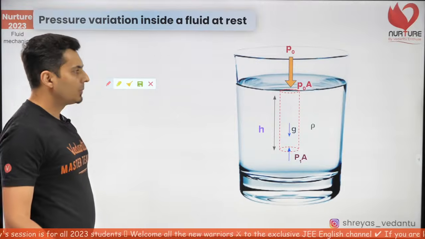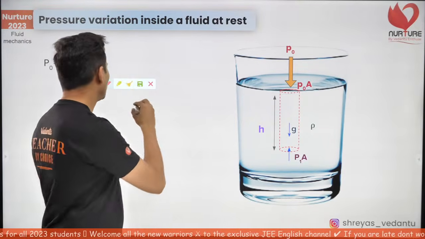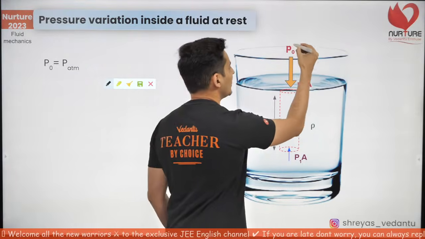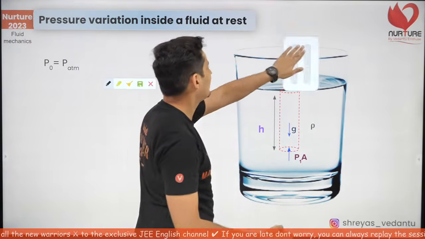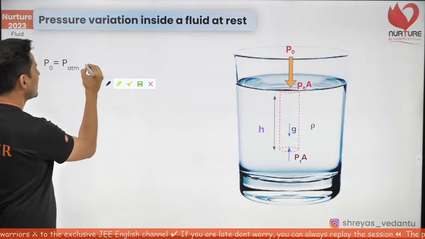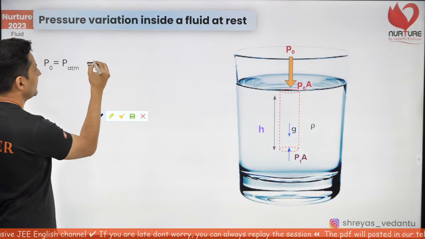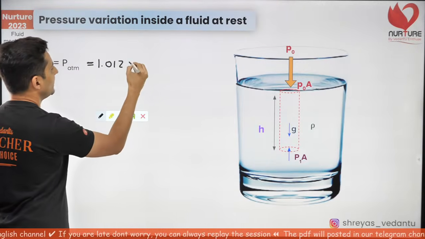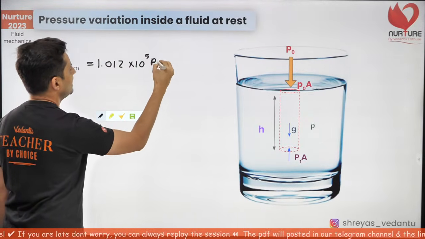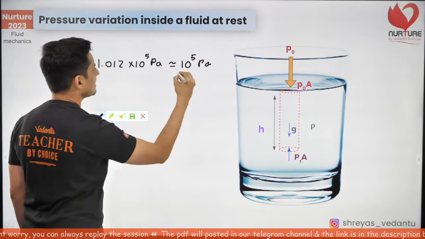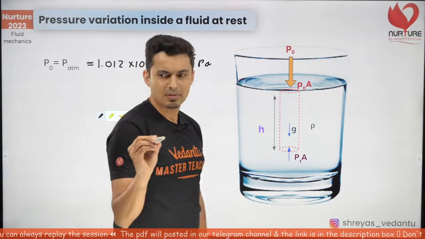By the way, do you know the value of something called the atmospheric pressure? This P0 is also called the atmospheric pressure that has been mentioned over here. The exact value is 1.012 into 10 to the power 5 Pascal, and you can approximately take it as 10 to the power 5 Pascals for most of the calculations.